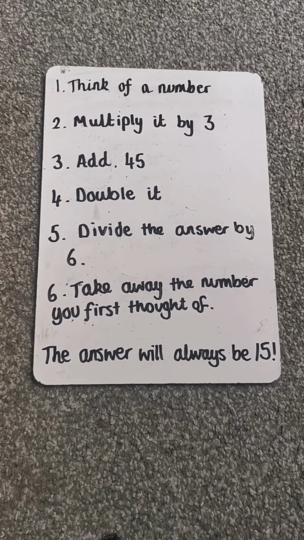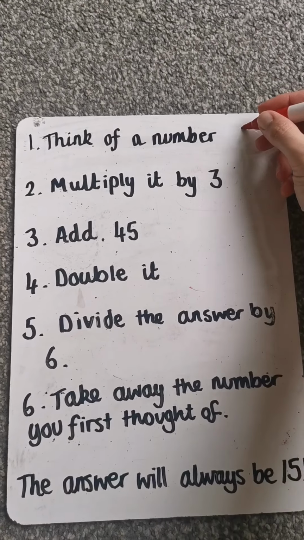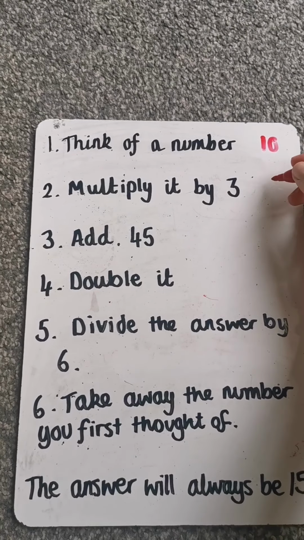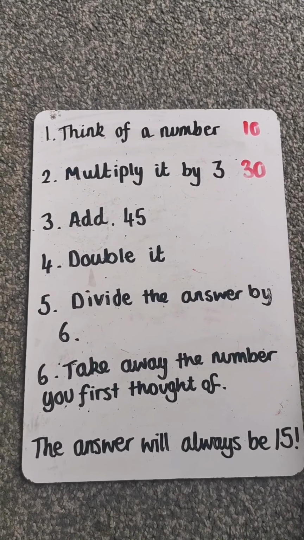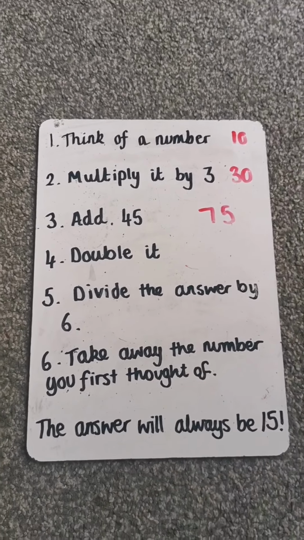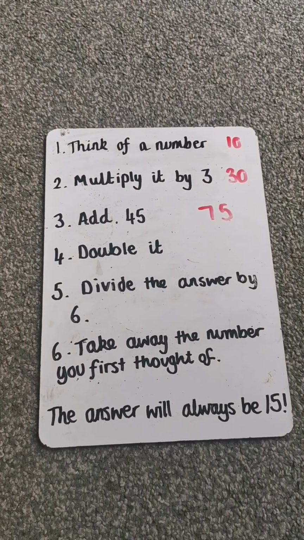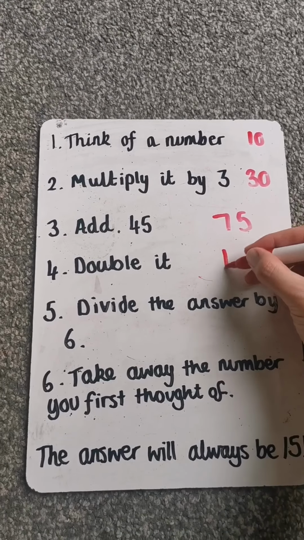So to show you again, to see if the answer is always going to be 15, I'm going to think of a number. I'm going to do 10. I'm going to times it by 3, and that gives me 30. I'm now going to add 45, so that gives me 75. Again, if you need to do any different calculations, I'm just doing this quickly in my head. Now I need to double it, so that's 150.